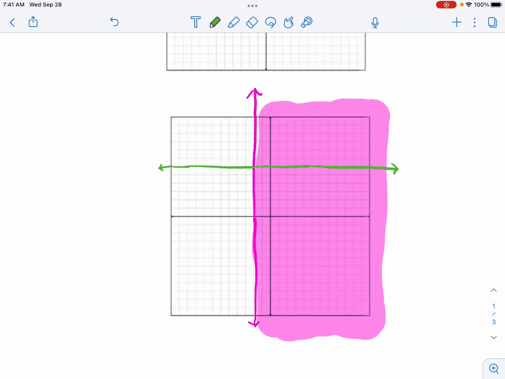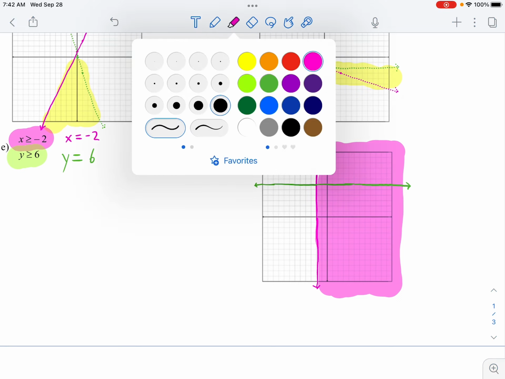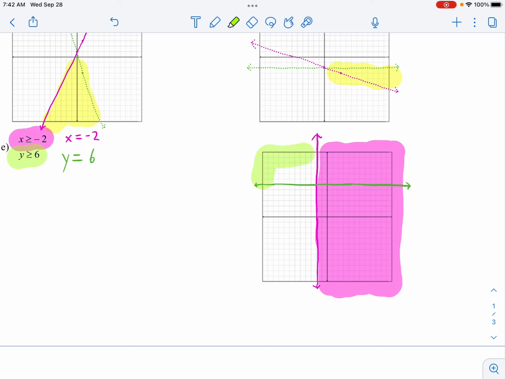All right, so y is greater than... this green line is the line where y equals 6. We want to shade all the y's that are greater than or equal to 6, so bigger than the line. So we're going to shade above the line. Let's use my green highlighter, and we're going to shade all of this.